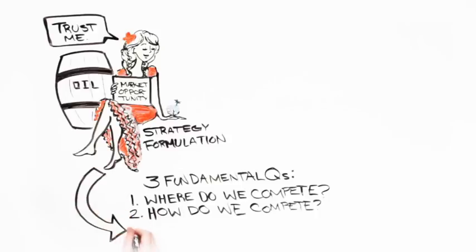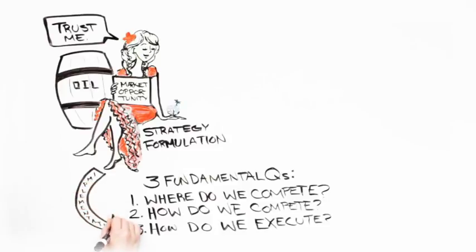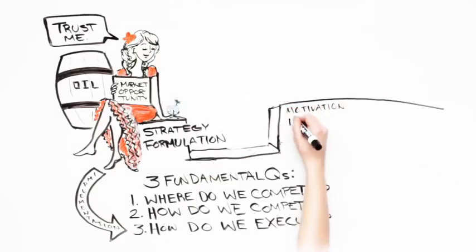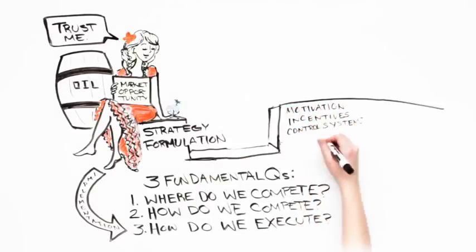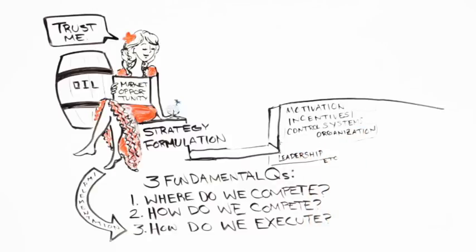So that brings us to the third question. How do we execute? In answering this third question, we need an implementation plan for aligning our people and organization with our strategy. This would include motivation, incentives, control systems, organization, leadership, and so forth. We're going to spend a lot of time discussing exactly how companies can most effectively implement the strategies they have formulated.